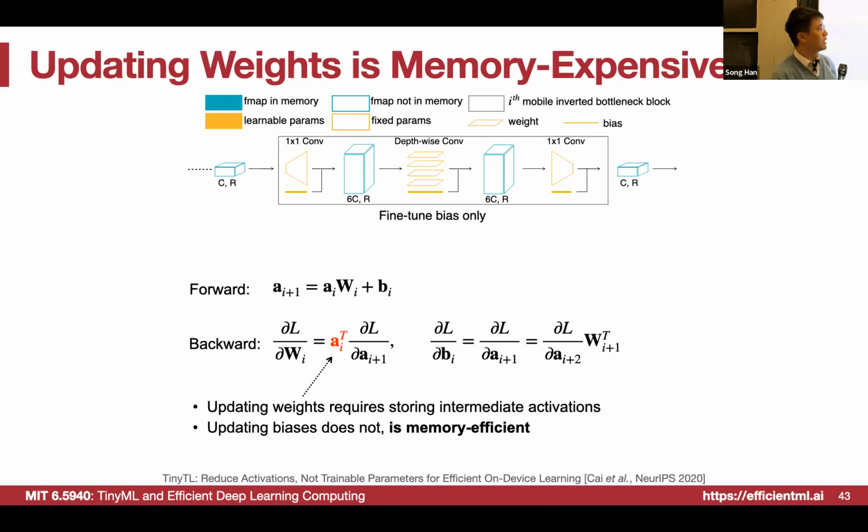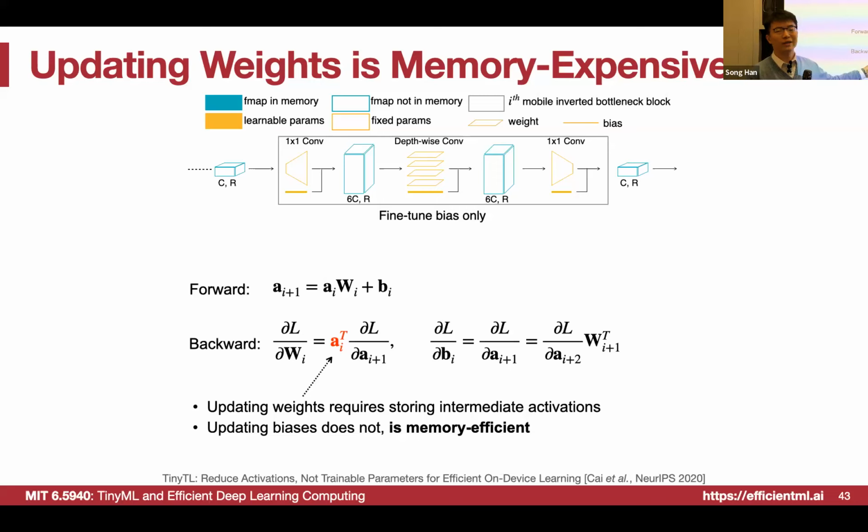So we try to analyze why updating the weight is memory expensive, but updating the bias is not. So what is updating the bias? We just update the bias rather than all the weights. If you do the chain rule, this is the forward: A_{i+1} equals A_i times W_i for layer i plus the bias B_i. When we are calculating the backward, the partial loss over partial W_i equals A_i transpose times partial loss over partial A_{i+1}.